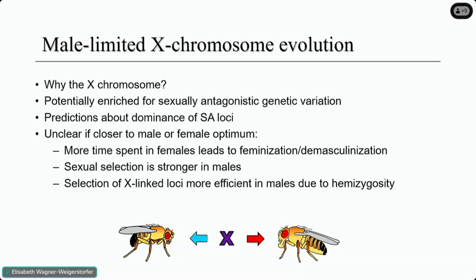There are some comparative results from flies where it seems like this might be related to the age of a gene. Young genes that are good for males seem to be more preferentially located on the X, whereas old ones seem to be more preferentially located on the autosomes.